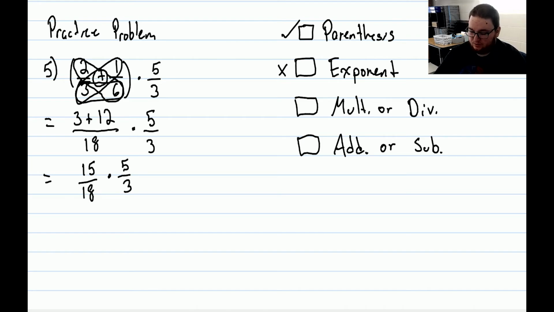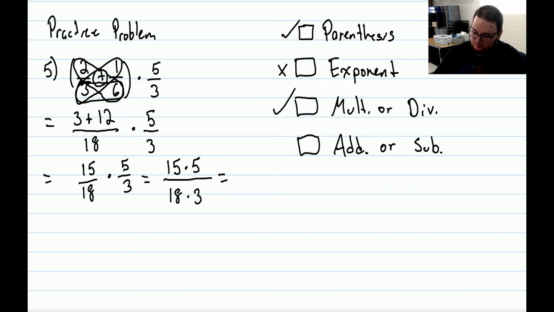Kinda. Or, not kinda, definitely. So we're going to check this. For multiplication of fractions, earlier I mentioned that you just multiply straight across. So we have 15 times 5 over 18 times 3. And like I said earlier, you can use a calculator, it's perfectly fine.